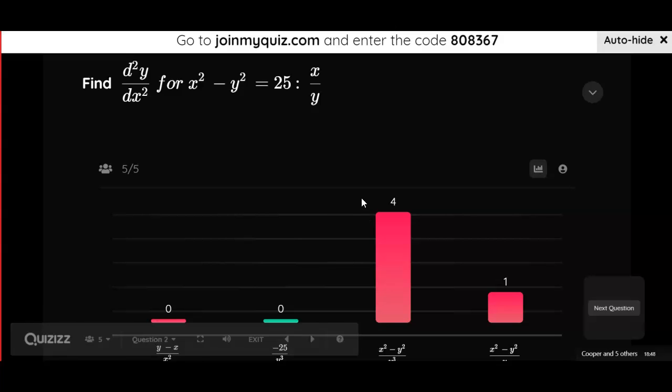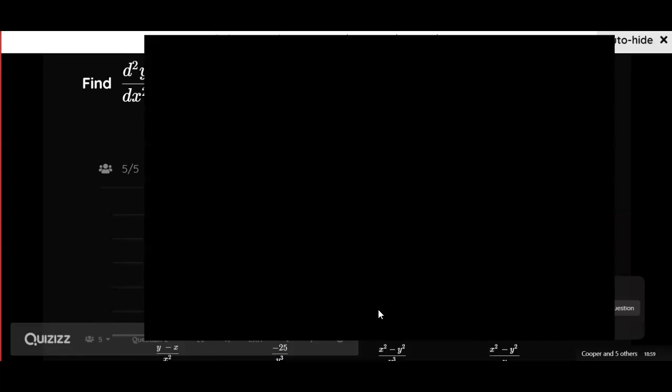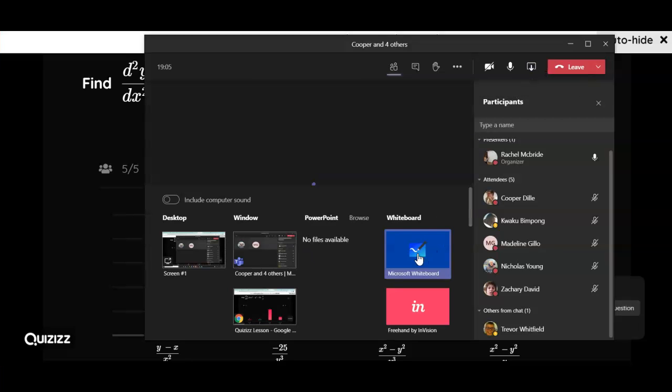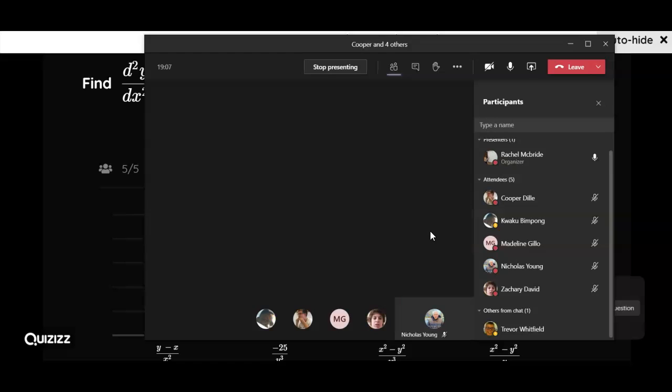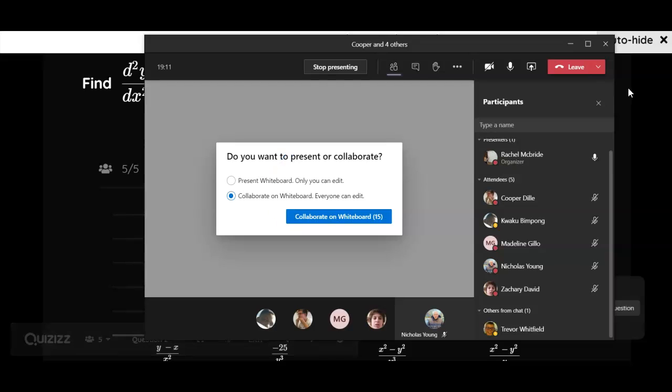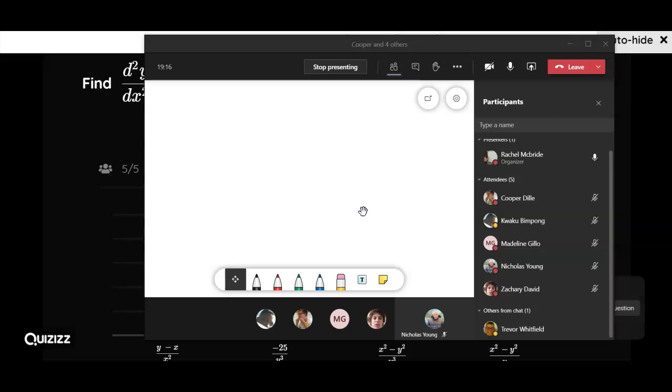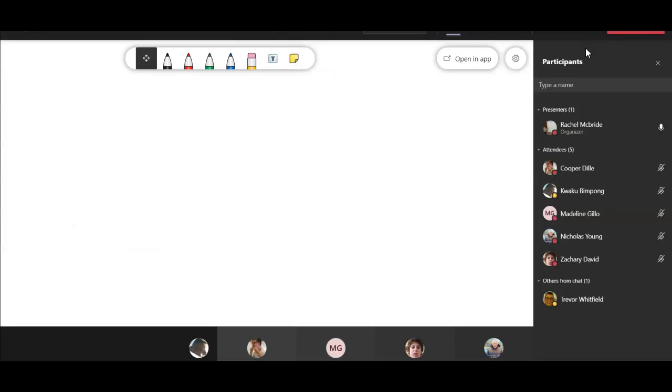Okay, so let's go over this problem. So if x squared minus y squared equals 25. Let me go to Teams. I think I can hide, share, and then do a whiteboard. I'm going to have to type this though, because this is on my laptop now instead of my iPad because we got kicked out.